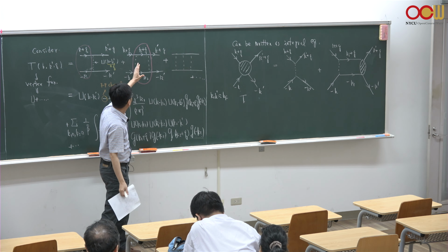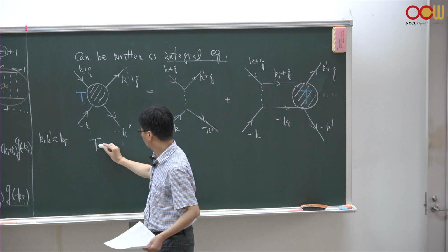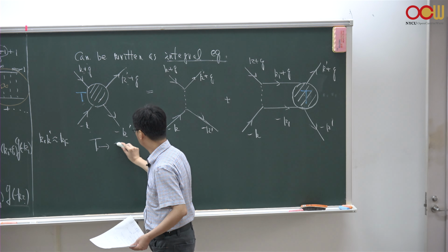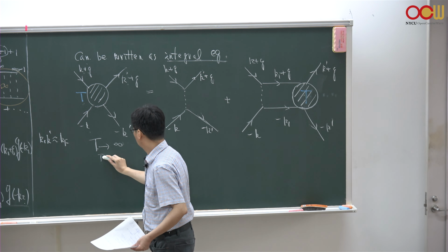Okay, but we need to solve this in order to get this T. Remember, we need to argue and show that T goes to infinity when the temperature is really, really low. Okay, so how do we do that? Let me formulate this integral equation symbolically. So T, k, k prime, q. Okay, so this is the integral equation that we need to solve.